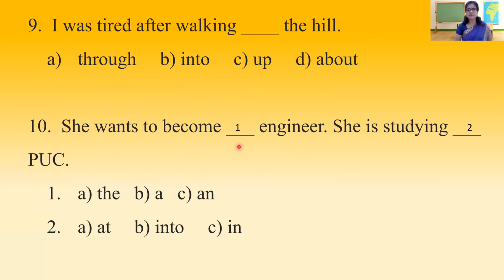She wants to become dash engineer. She studied dash PUC. Which article do you have to use here? She wants to become an engineer. Why? Because E is a vowel letter and it gives you a vowel sound. She is studying in PUC. You can't write she is studying at PUC or into PUC. You have to write she is studying in PUC.